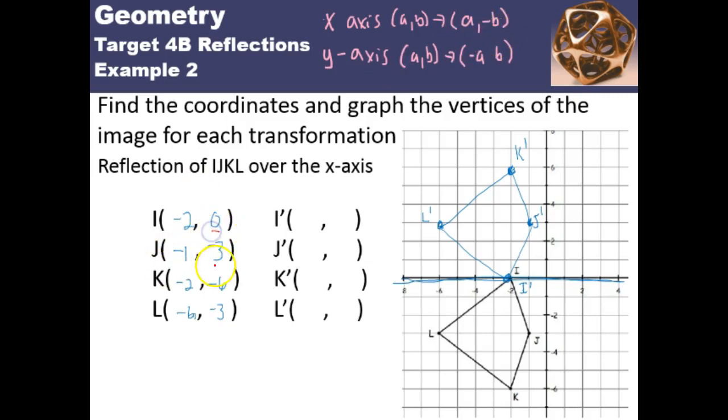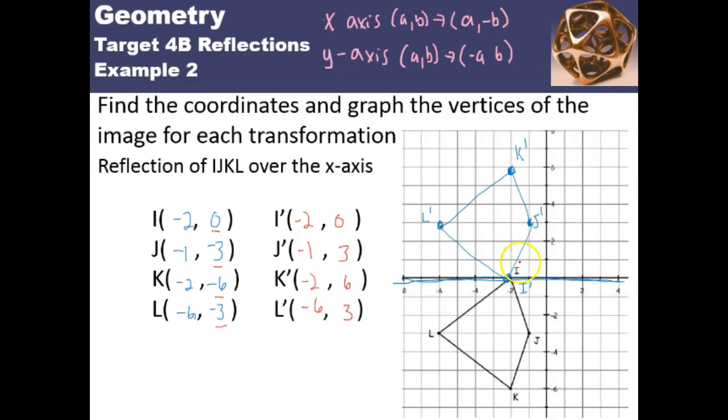So I'm going to underline all the second values. And then when I do this, I'm going to write all the first values the same, but I'm going to change the sign of the second one. But you can't change the sign of 0. But this would be negative 1, and then this negative 3 would turn into a positive 3. And this would be negative 2, and this negative 6 would turn into a positive 6. And then negative 6, and then negative 3 would turn into a positive 3.